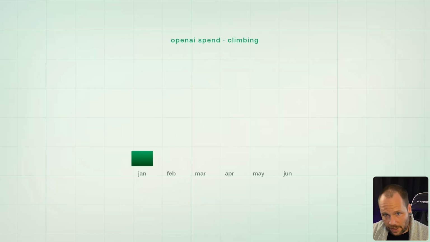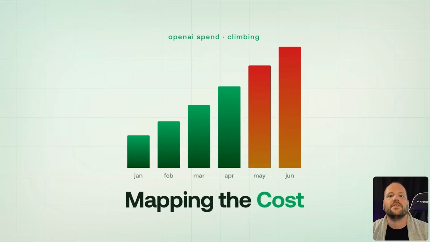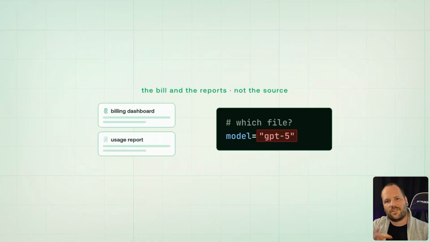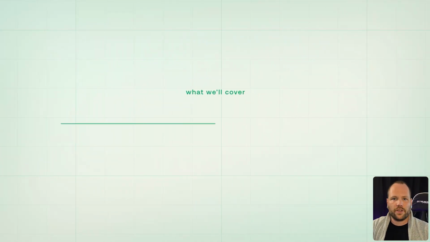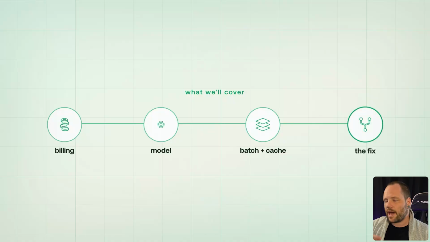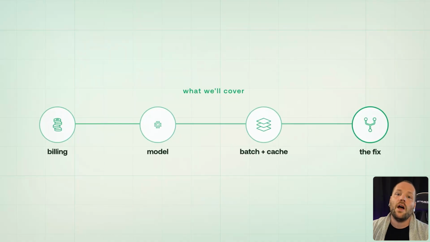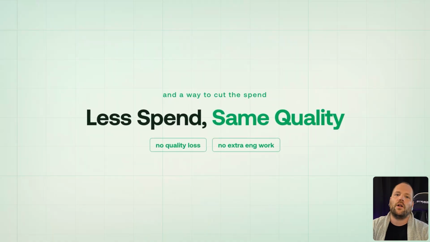Your OpenAI bill is climbing, but you have no idea which component is actually responsible for burning tokens. You've got your billing dashboard, your usage reports, but nothing actually connects the dots between "this is how much we spent last month" and "this is the code responsible." So in this video, I'm going to walk you through the OpenAI billing structure and show you exactly what model usage, batching, and prompt caching actually mean for your bill, and a solution to reducing your spend without compromising your code output quality or your engineering team.